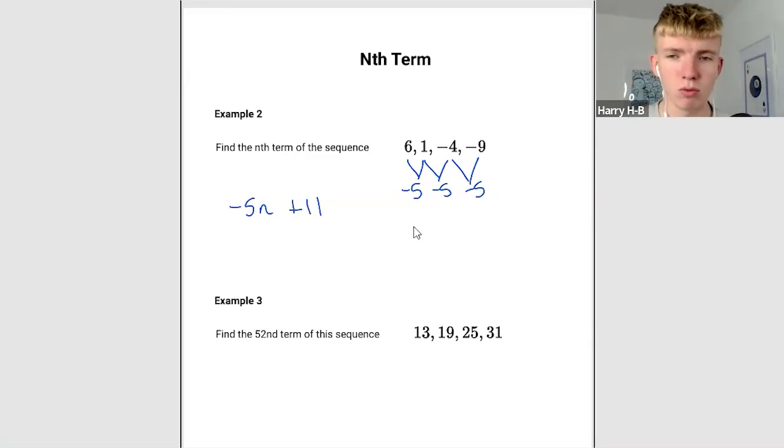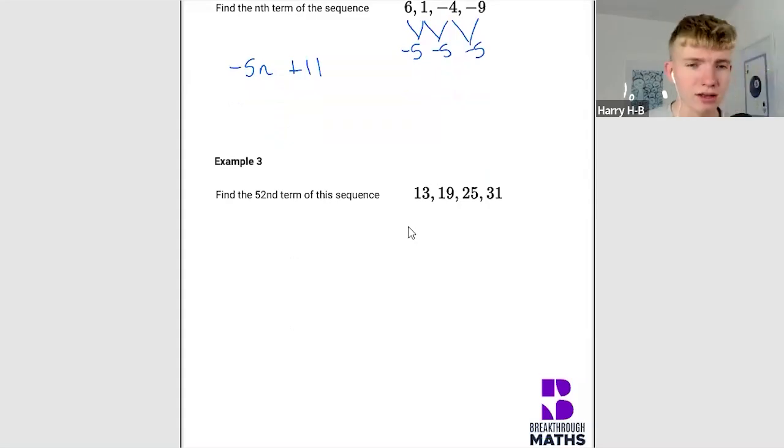Okay, example 3. Find the 52nd term of this sequence. All right, so this is a little bit of a different one. This one, we're obviously allowed to use our calculators. And those of you that wouldn't know how to do this, I really hope you wouldn't just find the nth term and then go, oh, this one's the 5th, 6th, 7th, and go all the way up to 52nd, because that would waste about 5 minutes and it is really not worth the marks. So I'm here to teach you a much quicker method to do that.